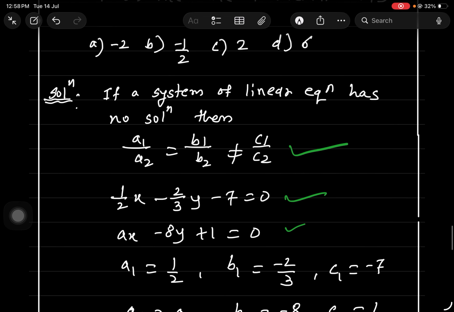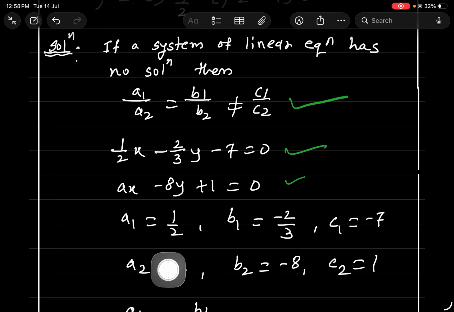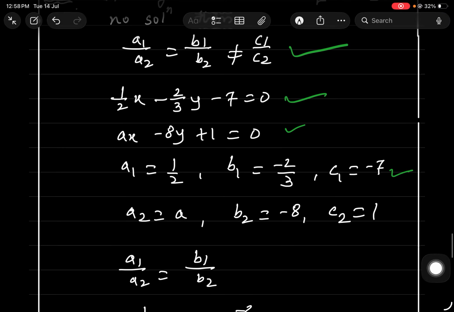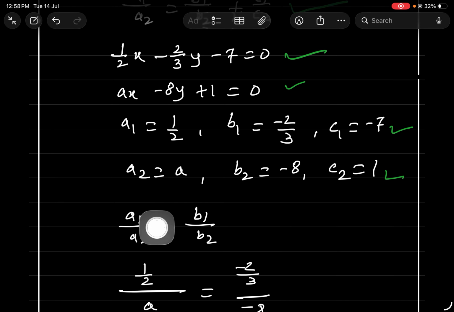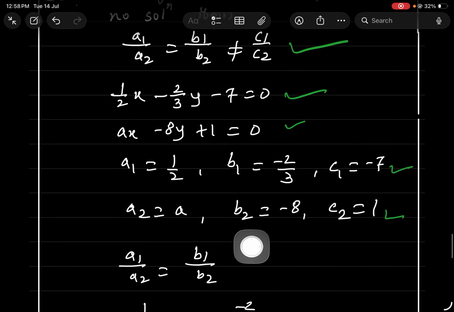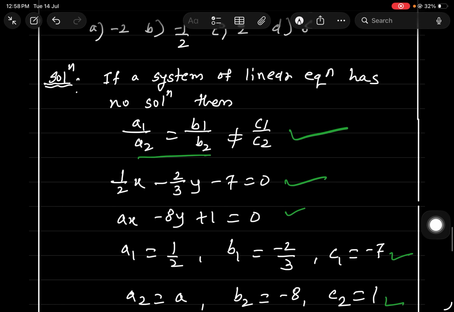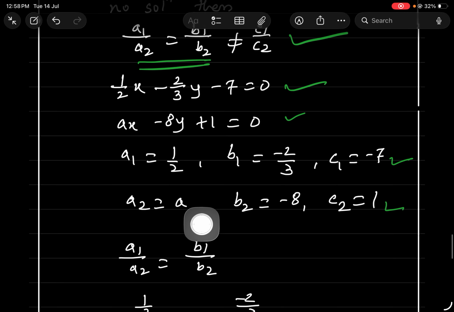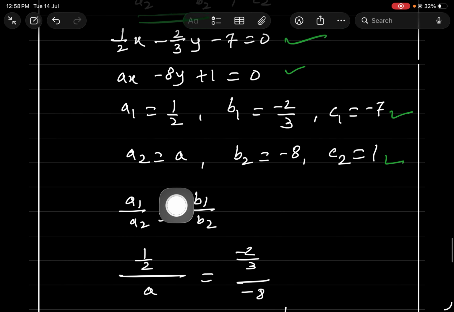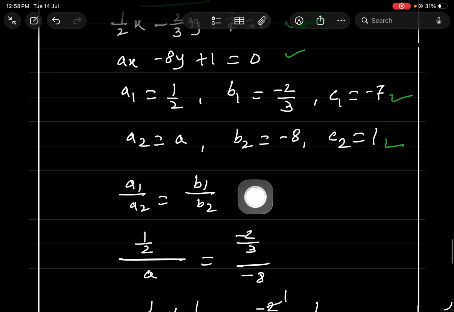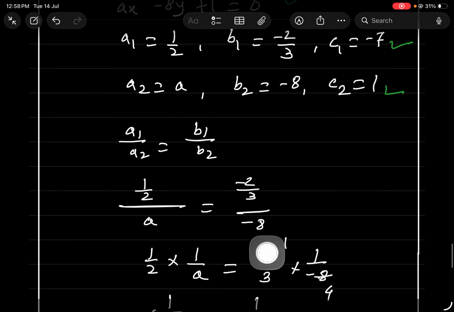So from the first and second equations, a1 is 1 upon 2, b1 is -2 upon 3, c1 is -7, that is written. Then from the second equation, a2 is a, b2 is -8 and c2 is 1, that is written. So see here, a1 upon a2 equal to b1 upon b2, this we take. Your a1 is 1 upon 2, a2 is a, b1 is -2 upon 3 and b2 is -8.